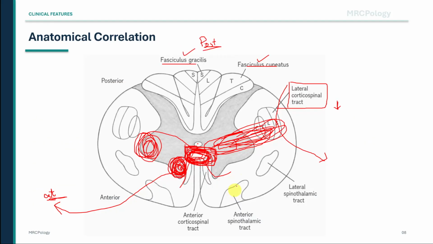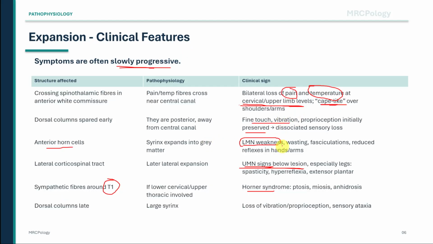In dorsal column disease, vibration and proprioception are affected early, producing sensory ataxia. In early syringomyelia, dorsal column modalities are relatively spared because the posterior columns are away from the central canal. The key clue is the combination of cape-like loss of pain and temperature with preserved vibration and proprioception, plus hand wasting or weakness.